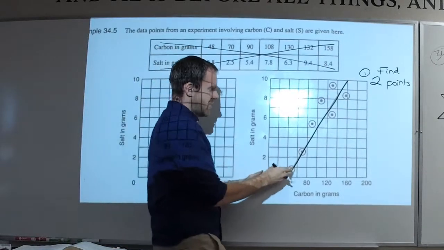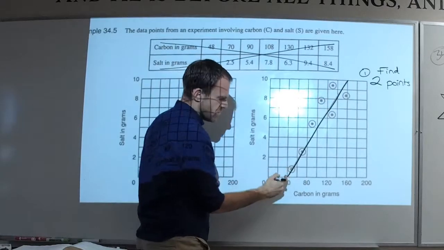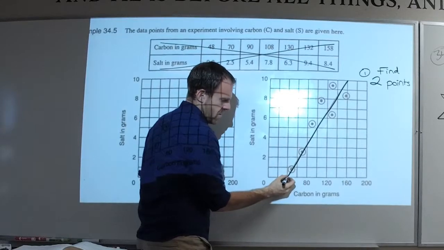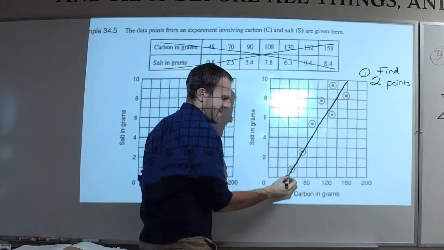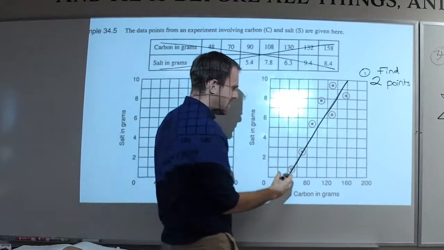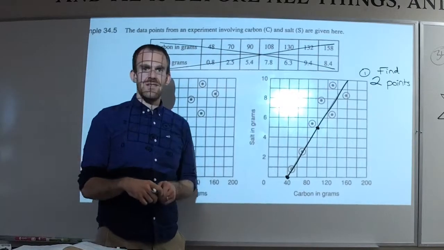Instead, look at the line that they've drawn and find points where it reasonably goes through the graph paper here. In this case, I believe that that nicely goes through the grid lines, and this point here reasonably goes through the grid lines.